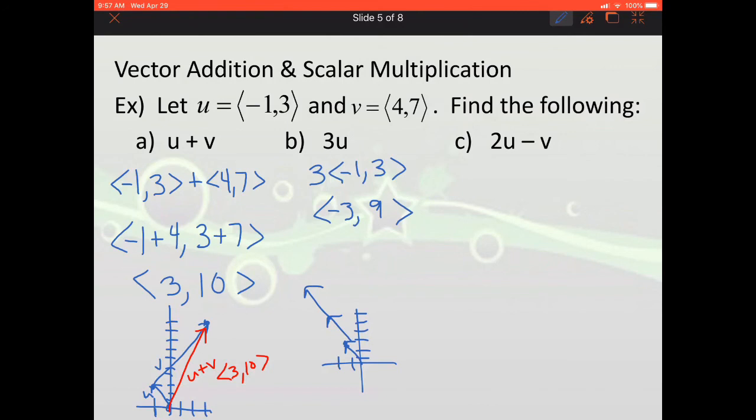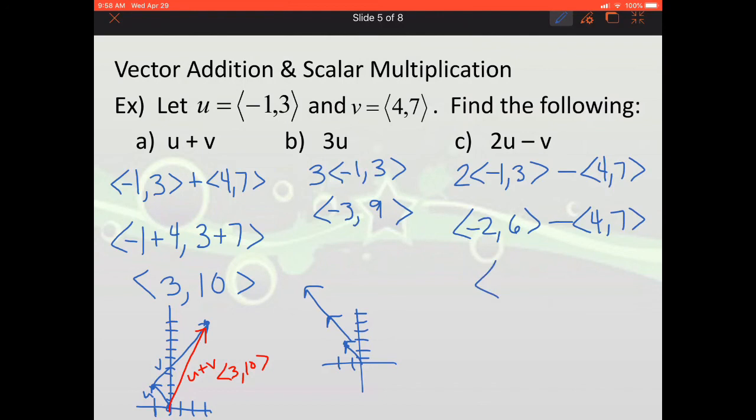All right, let's take a look at 2u minus v. So we're doing 2 times u, and then we're going to subtract v, and it is exactly probably what you're thinking. We're going to multiply the first vector by 2, and then subtract the components. So negative 2 minus 4 is negative 6, and 6 minus 7 is negative 1. So that is our resulting vector.